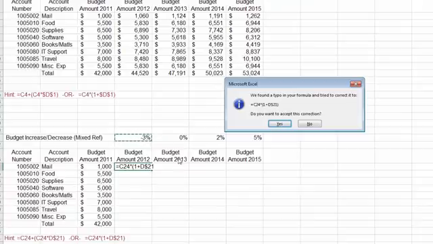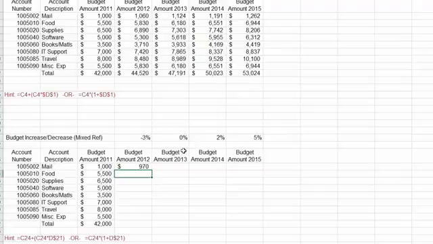Now notice when you hit enter and you don't have a closed parenthesis, the system will do it for you. So here we have, for mail, next year our budget amount $970, or $30 less than the year prior. Then we're going to run flat, another year of 970, referencing 0%. Then we're going to get a 2% increase, and then we'll get a 5% increase.